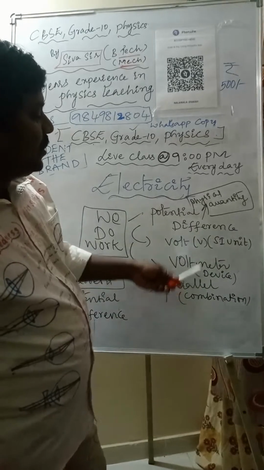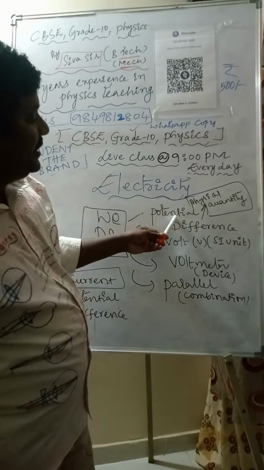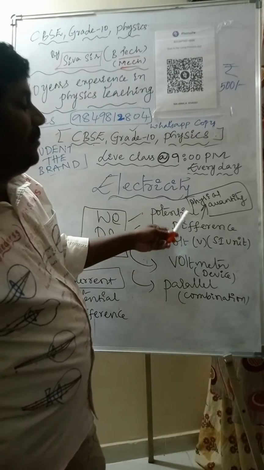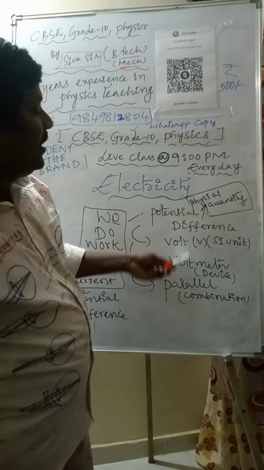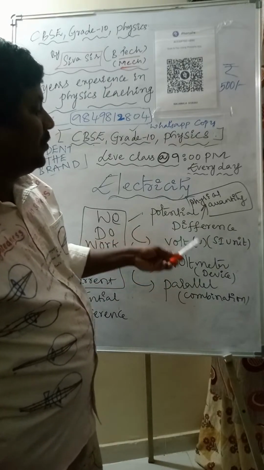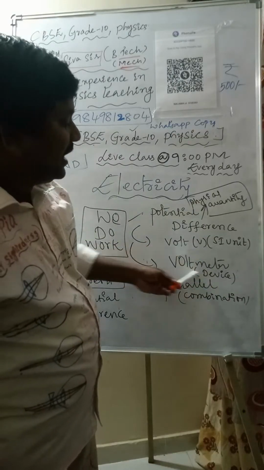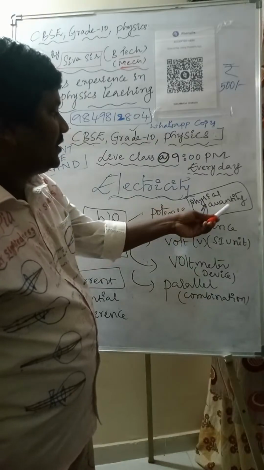Volt is the SI unit of potential difference, voltmeter is the device. Sometimes you may get confused. If they ask what is the SI unit of potential difference, and someone says voltmeter, it's wrong. It's a device. We should understand it is a device, whereas potential difference is a physical quantity, a quantity which can be measured.